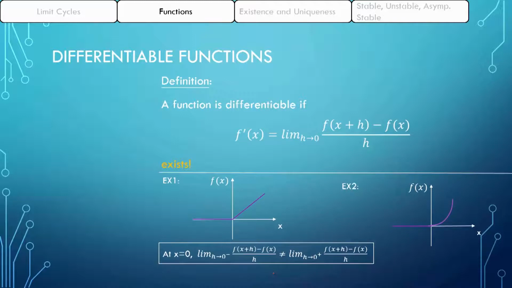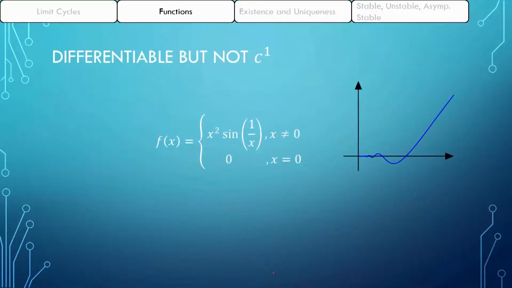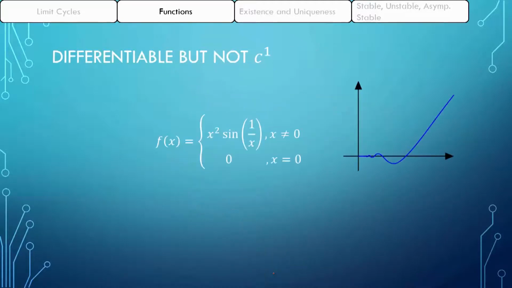And C1 means its first derivative is continuous. And yeah, the sine function is also C1, continually differentiable. Is there any function that is differentiable but is not C1? Differentiable, but not C1. Means it's differentiable, but the derivative is not continuous. Yes, this function.